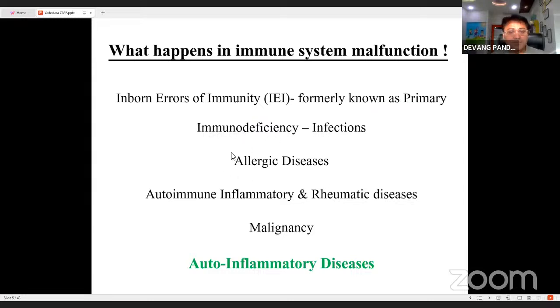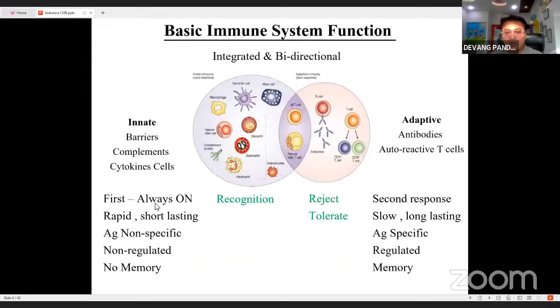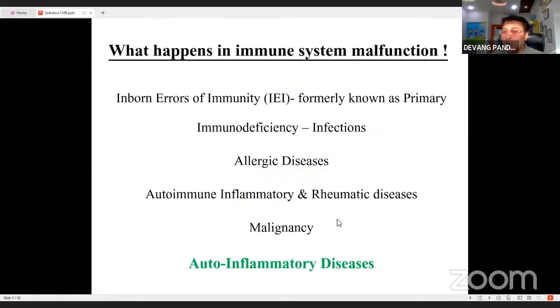What other phenotype? That is allergic diseases. What other things can happen if our immune system is not working, as we have discussed, is that if the immune system is not able to tolerate our self-antigens, then it will produce antibodies to our own antigens, which is autoimmune inflammatory and rheumatic disease, the base of the rheumatic diseases. And the patients can be prone to malignancy if there is immune system malformation.